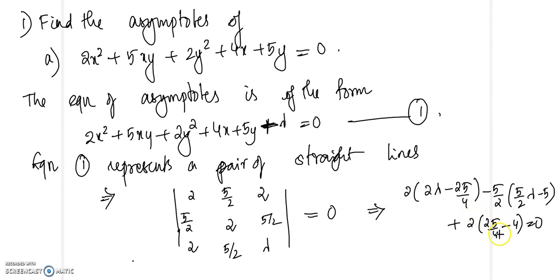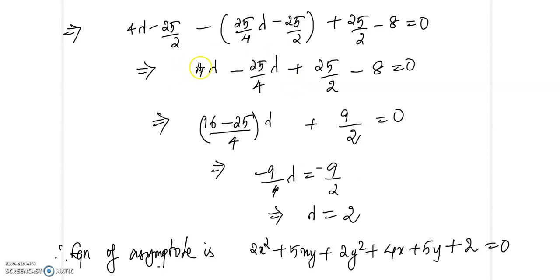Upon solving the determinant, this is the simplified form. So we will get 16 minus 25 by 4 lambda plus 9 by 2 lambda equal to 0. Upon simplifying, we will get lambda equal to 2. So therefore the required equation of the asymptotes will be 2x square plus 5xy plus 2y square plus 4x plus 5y plus 2 equal to 0. So that's the equation of the asymptotes.